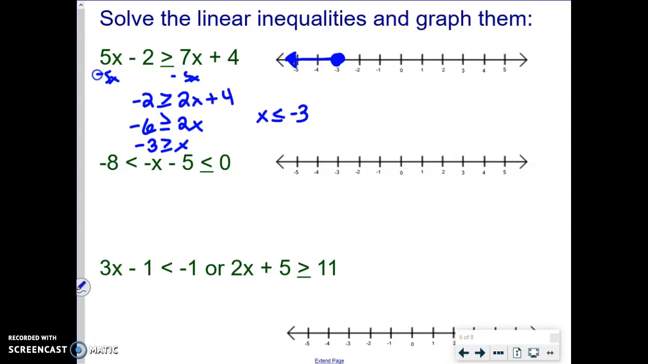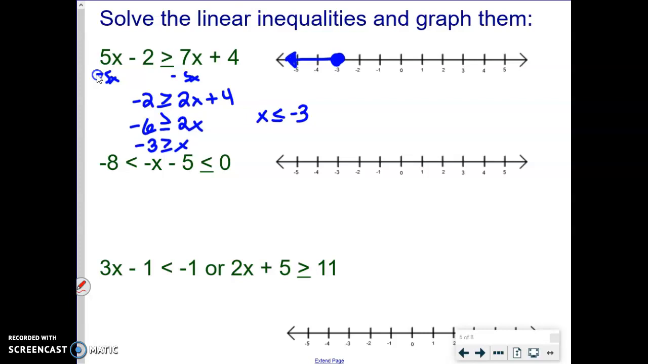When it comes to these compound inequalities, here I have negative 8 is less than negative x minus 5, which is less than or equal to 0. This is an and compound inequality. And all I want to do here is actually just work from the inside out. Whatever I do to undo the inside, I just have to do to all parts.